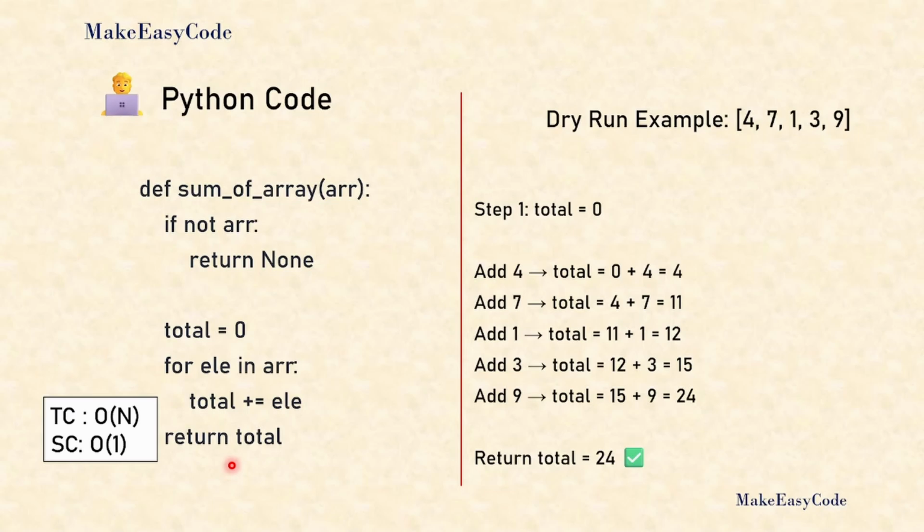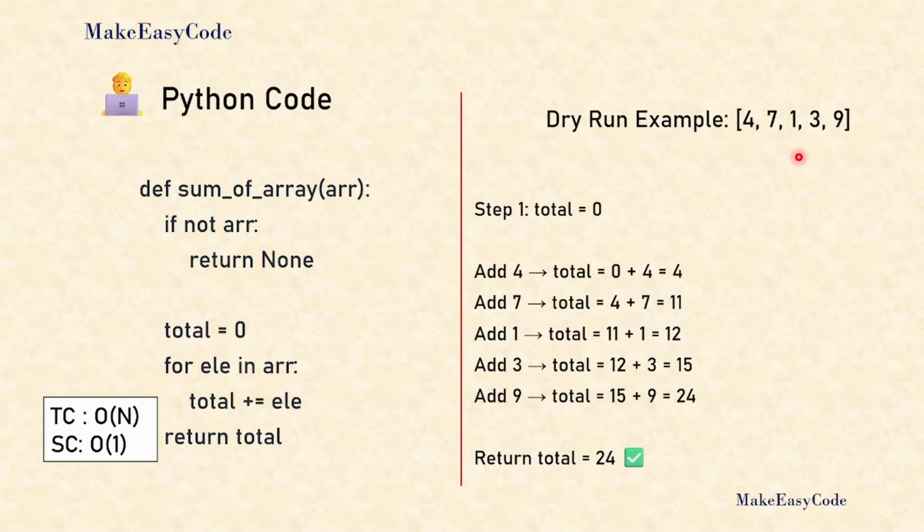Okay. So in this code, I've provided the time and space complexity. For time complexity, I've taken big O of n because it is iterating n times, where n is the size of the array, and we're iterating each of the elements, so it takes time of big O of n. And here I'm not taking any extra space, it is constant, so I've taken the space complexity as big O of 1.